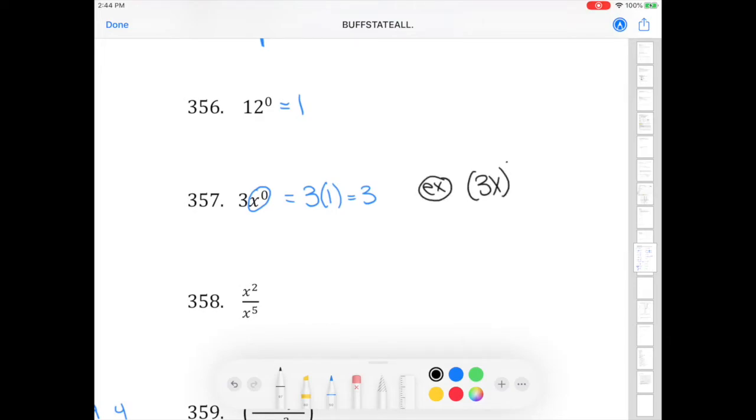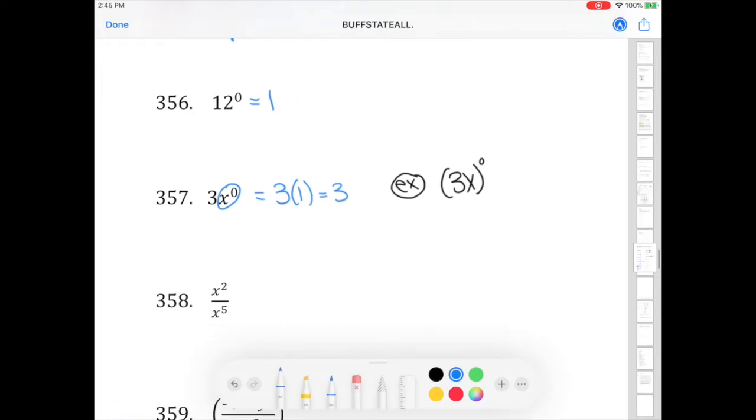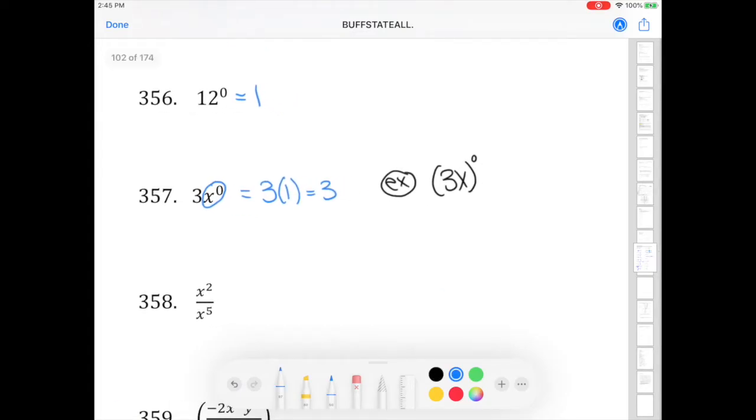I'm going to throw in a little extra example for this one. If I had 3x in parentheses to the 0 power, that means everything is being raised to the 0. So the 3 and the x all raised to the 0 power would be equal to 1. But because the 3 was not raised to the 0 power over here, it's not part of the 0 power rule and it just carries over. Big difference between all of these 3 examples.